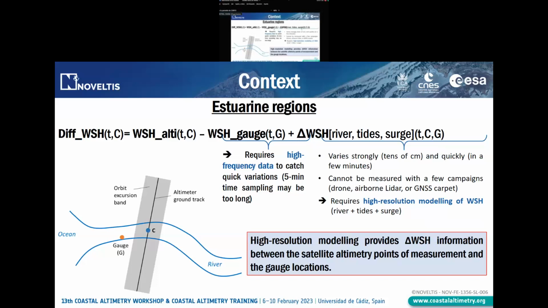To obtain an accurate sea surface field in the estuarine region, we have to know the components of river, tide, and surge along the altimeter ground track. This information varies very strongly and very quickly, in terms of centimeters and a few minutes. We need a high resolution regional model.